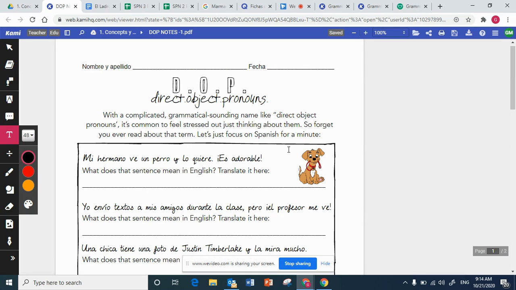All right. So direct object pronouns, do not be confused by fancy grammar terms. Anytime I use a fancy grammar term, I'm going to explain it. It's really easy to get confused by something like direct object pronouns as a word because we don't use them in general speech, right? We don't talk about direct object pronouns every day with our friends at the lunch table.